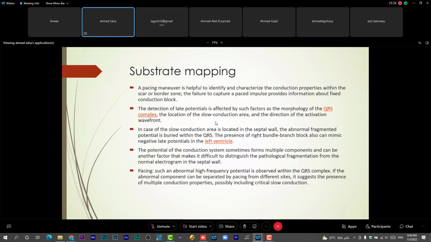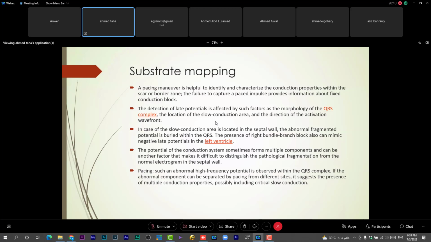Is it actually fractionated potentials, or may it be Purkinje potentials that can give you the same pattern as late potentials or fractionated potentials? What we should do is pace at this area, for example from the RV pacing, and try to find out whether this potential is getting late or it's fixed. Because Purkinje fiber potentials will be fixed during the QRS complex, whether far field or near field. It will not change its position.